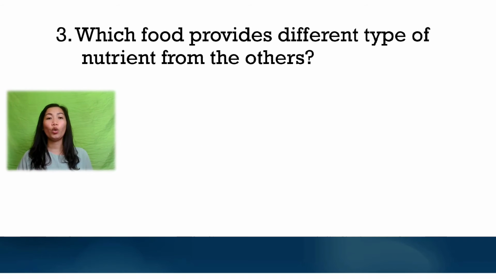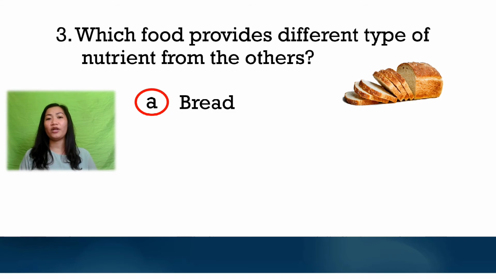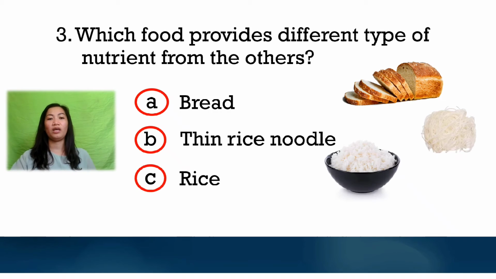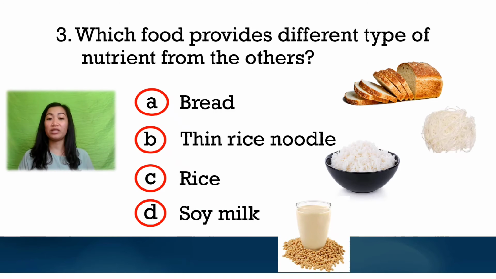Number 3, which food provides a different type of nutrient from the others? Again, which food provides a different type of nutrient from the others? Okay. Letter A, is it the bread? Letter B, is it the thin rice noodle? Letter C, is it the rice? Or letter D, is it the soy milk?